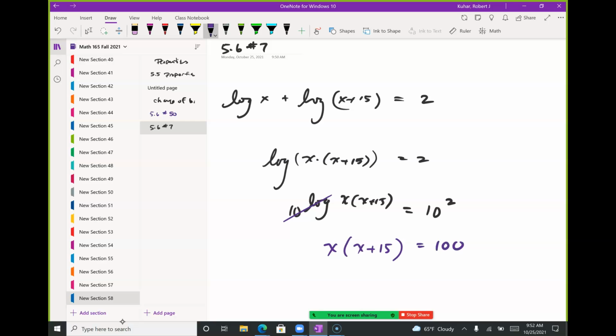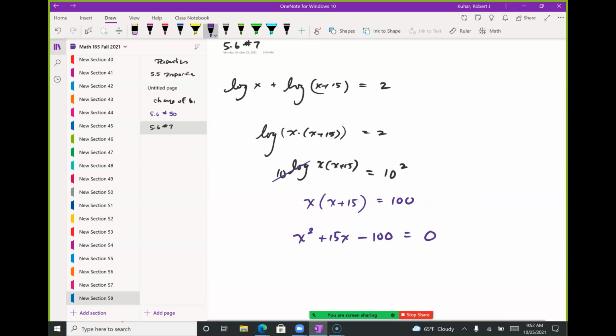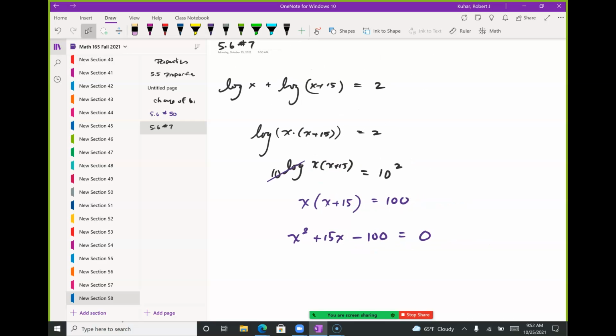And now I'm just doing a quadratic, right? X squared plus 15x minus 100 equals 0. Most of these turn out to be factorable. What is it, 5 times 20? 5 times 20 will get me a negative 100, right? And 20 minus 5 will get me a positive 15.